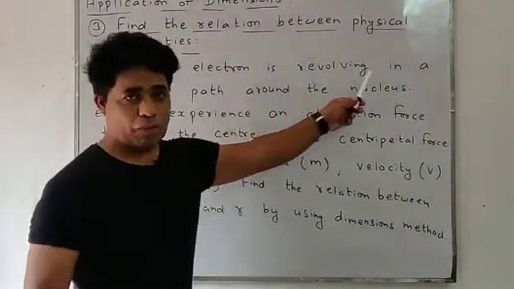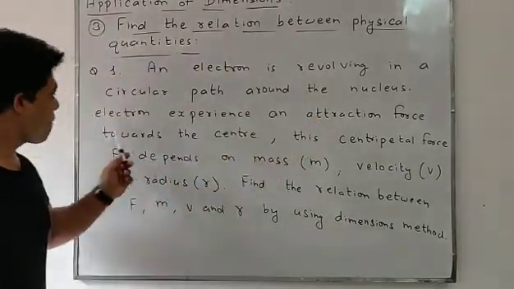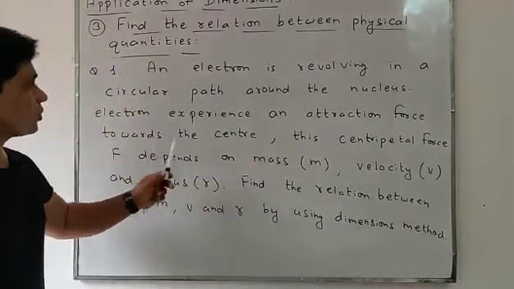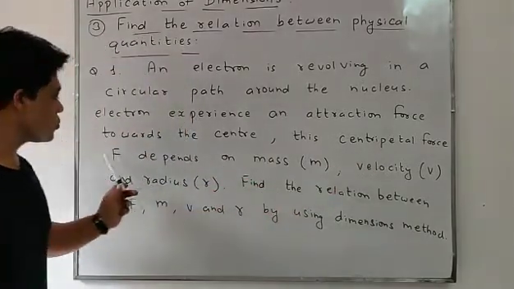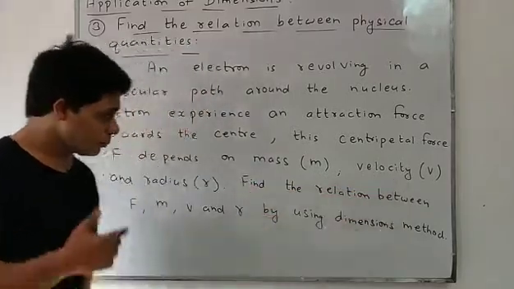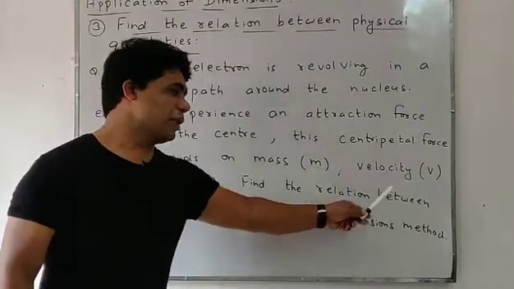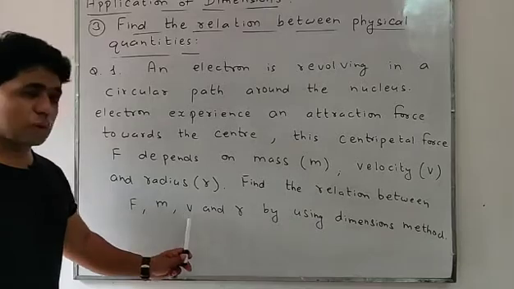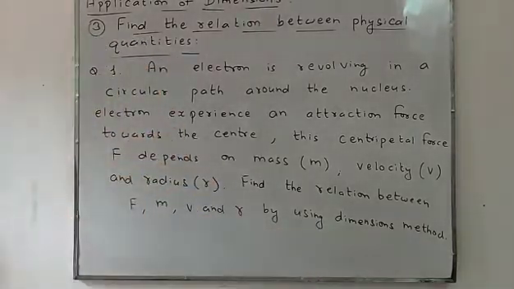An electron is revolving in a circular path around the nucleus. This electron experiences an attraction force towards the center, that is called centripetal force, and this centripetal force F depends on the mass of the electron, velocity of the electron, and radius of the circular path. And he is asking, find the relation between F, M, V and R, force, mass, velocity and radius, by using the dimension method. You can take a screenshot, you can write the question.